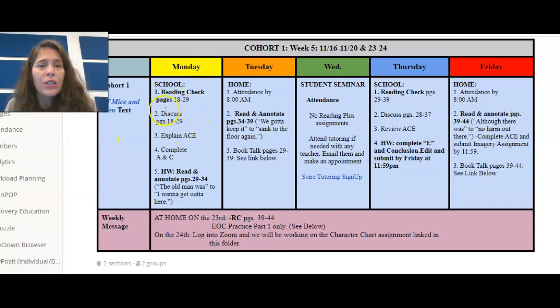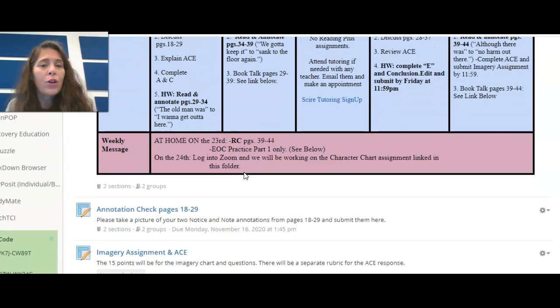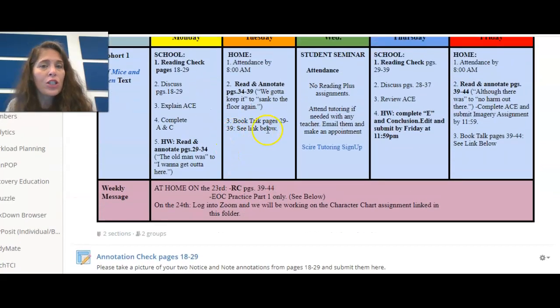After the reading check, we'll discuss 18 to 29. I'm going to explain the ACE assignment. We're going to complete the A and the C. And for homework tonight, you will read pages 29 to 34. Tomorrow, you'll be reading 34 to 39. I do have a book talk link below in case you want to listen to that as a review.